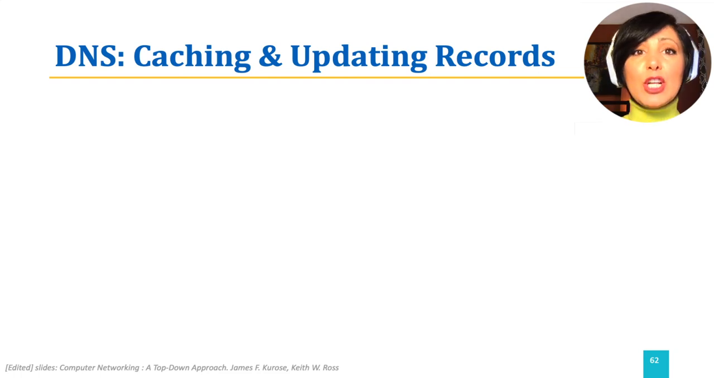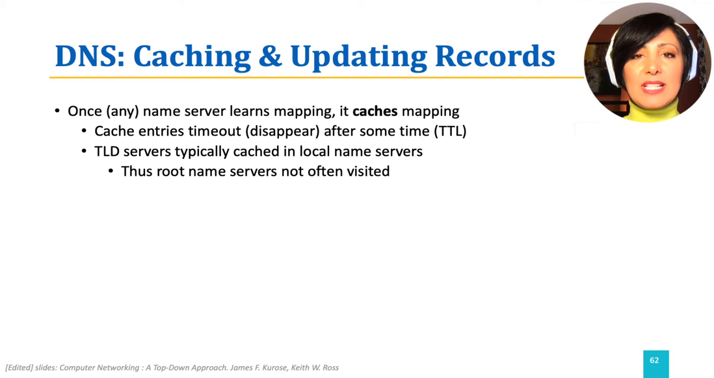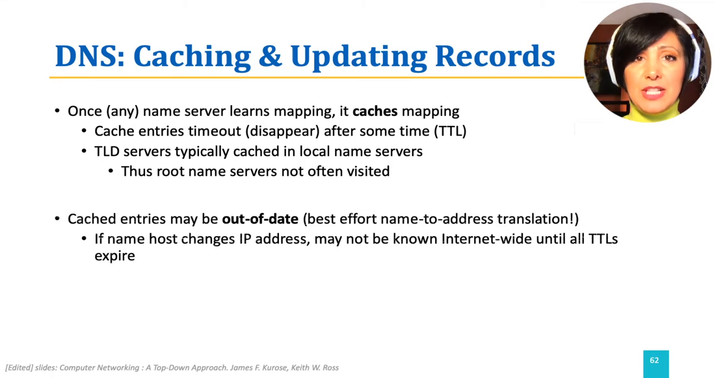Once the name server learns a mapping or a record, it caches that mapping. For example, TLD servers are typically cached in local name servers so that root name servers are not very frequently visited. The cache entries time out after their time to live, or TTL. Cached entries may be out of date.